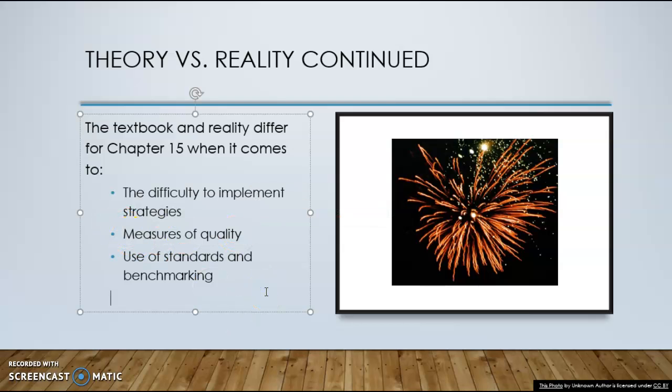It's important to look at what you're producing. Is it good? Could it be better? Or can we make it for less expensive? And finally, the difficulty to implement strategies. In the textbook, they often make it seem easier than it actually is. So in real life, it can be really hard to implement strategies, especially with a team that's new.